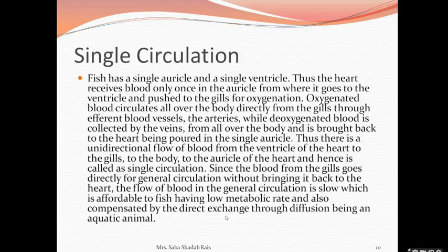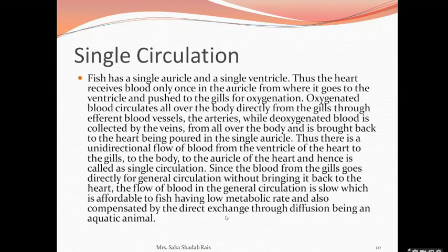Then it will go to the arteries, and the deoxygenated blood, which is connected by the veins from all over the body, is brought back and poured inside the heart. In the single circulation there is only a single direction, meaning only one round of circulation. The blood is entering only one time into the heart. So from the ventricle to the gills to the body, nowhere is the blood returning back, as we have seen in the case of double circulation. That's why this is called single circulation.